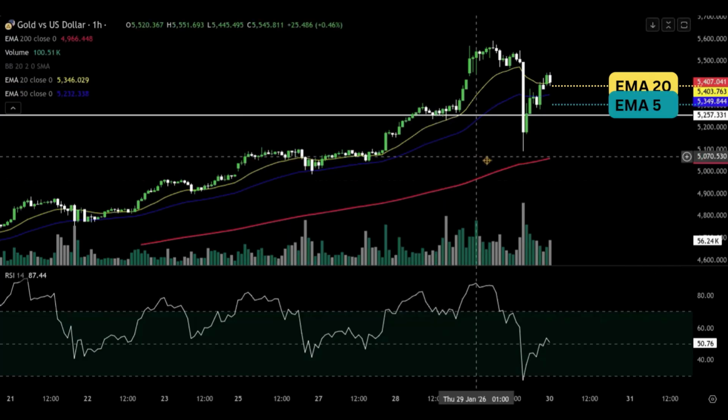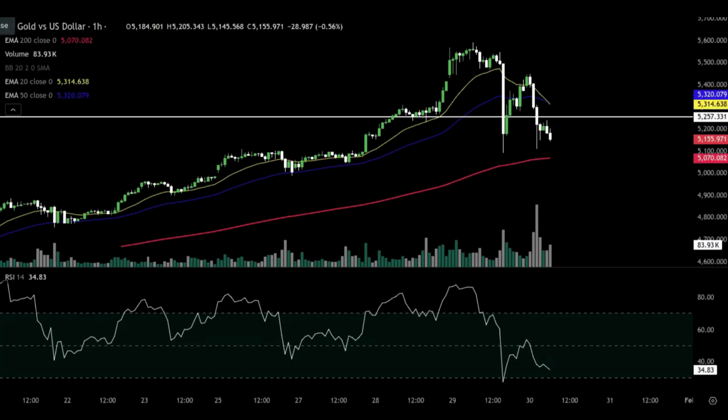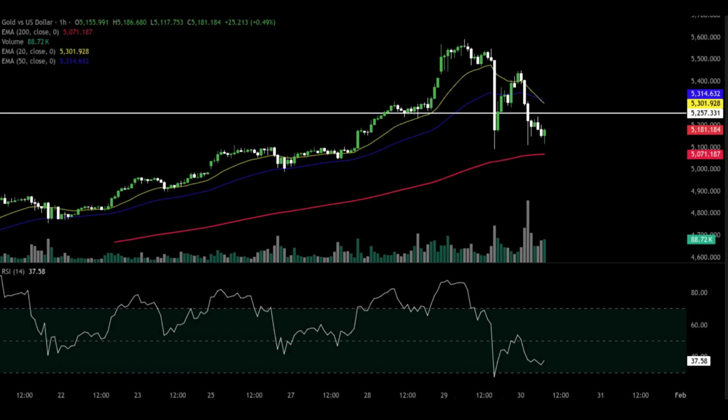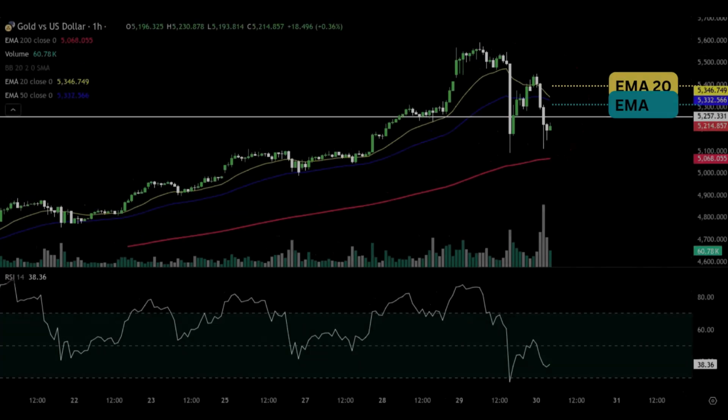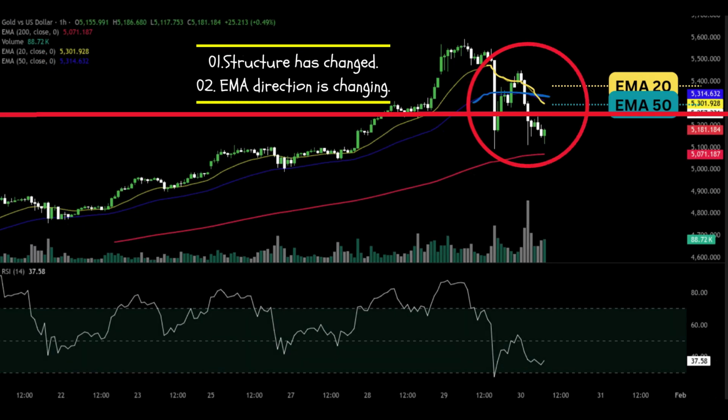Now look at this chart. Price closes below both EMAs. A few candles later, the 20 EMA starts crossing below the 50 EMA. This tells us momentum is becoming weaker. Now we have 2 confirmations. Structure has changed. And EMA direction is changing. But we are not done yet.